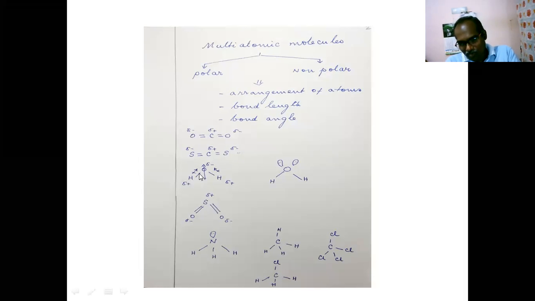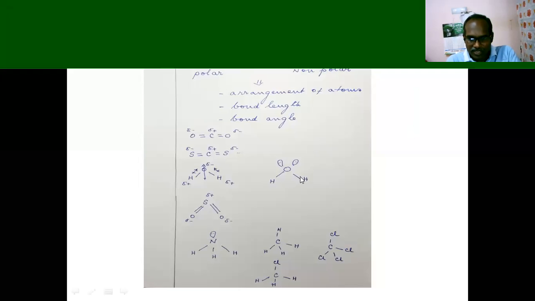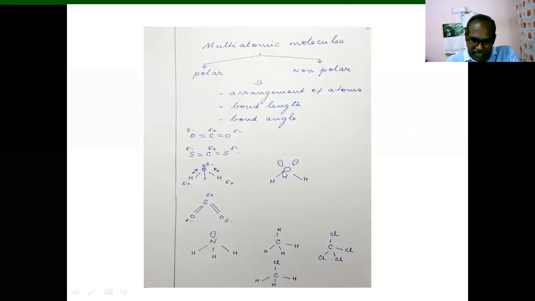But if you take the water molecule, the actual structure is this. The oxygen in the water molecule involves sp3 hybridization. And we all very well know that sp3 hybridization will lead to a tetrahedral structure. In the case of the tetrahedron, the two corners are occupied by hydrogen atoms. The other two corners are occupied by lone pairs.